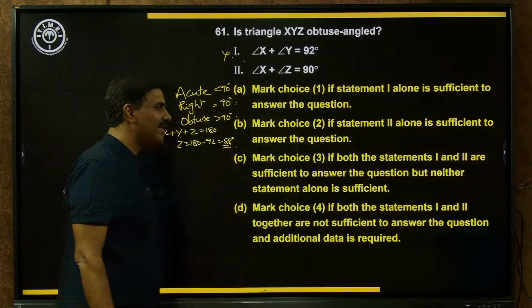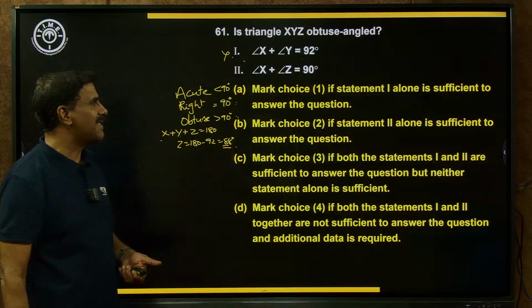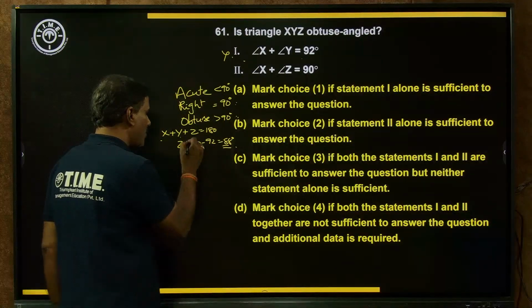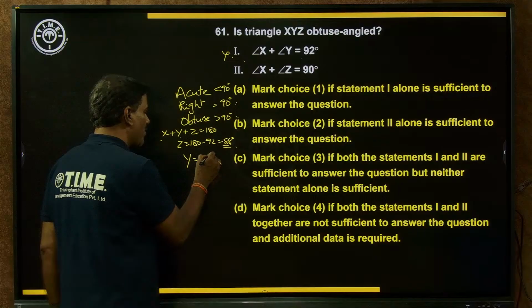But taking the second statement, angle x plus angle z is 90 degrees. If angle x plus angle z is 90 degrees, immediately using the same logic, we can say y should be 90 degrees.